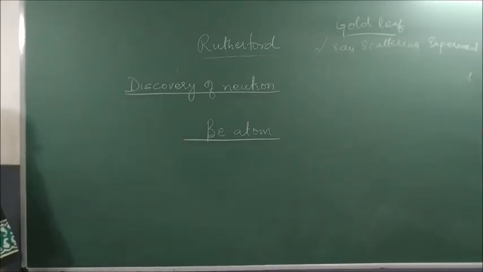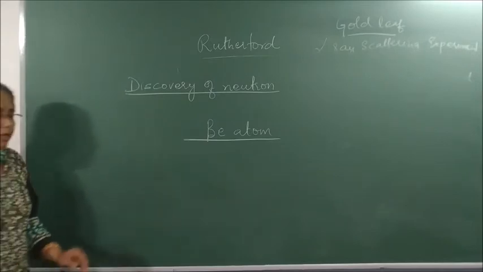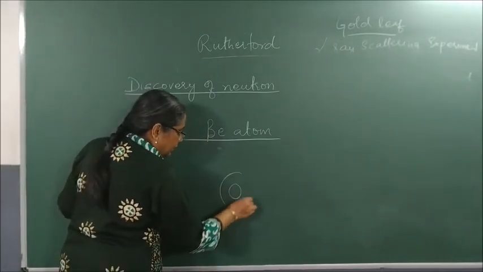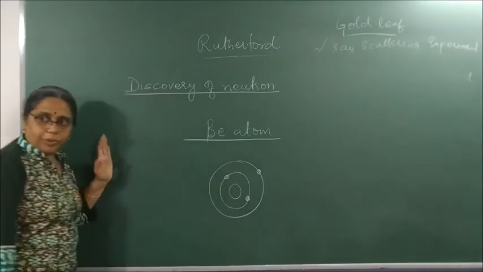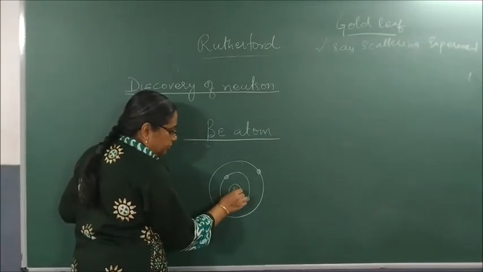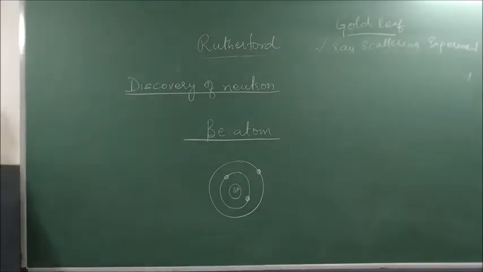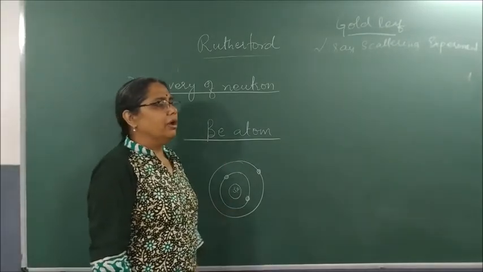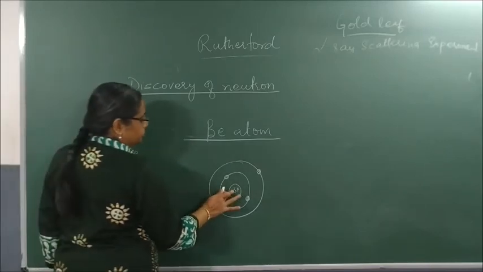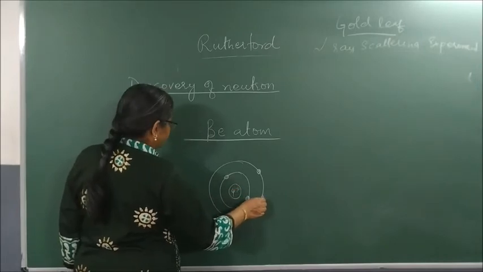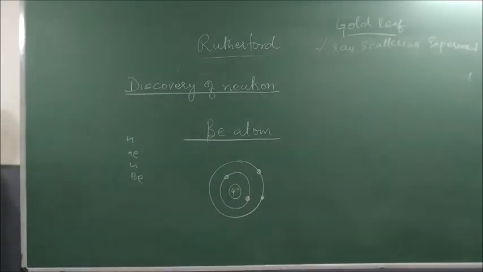Okay, beryllium atom has 3 electrons. Fine. So it has a nucleus and it has 3 electrons. 2 electrons in the first orbit and 1 electron in the last orbit. So it also has 3 protons. 3 electrons, 3 protons, because the number of electrons is always equal to the number of protons. Right? So let us imagine that a beryllium atom is present. Hydrogen, helium, lithium, beryllium, 4. So it has 4 electrons and 4 protons.